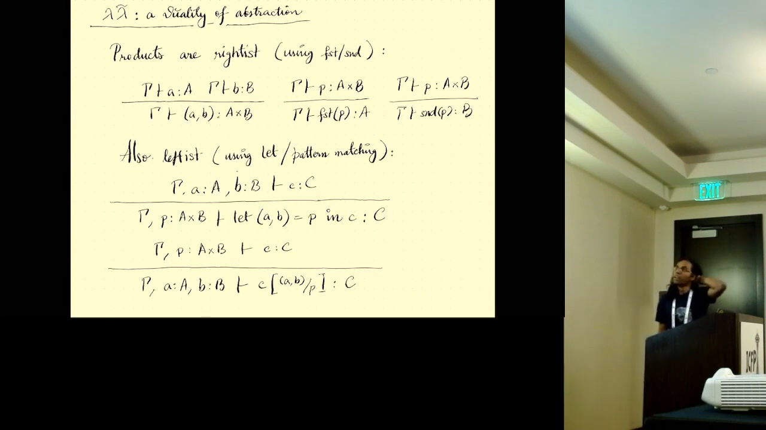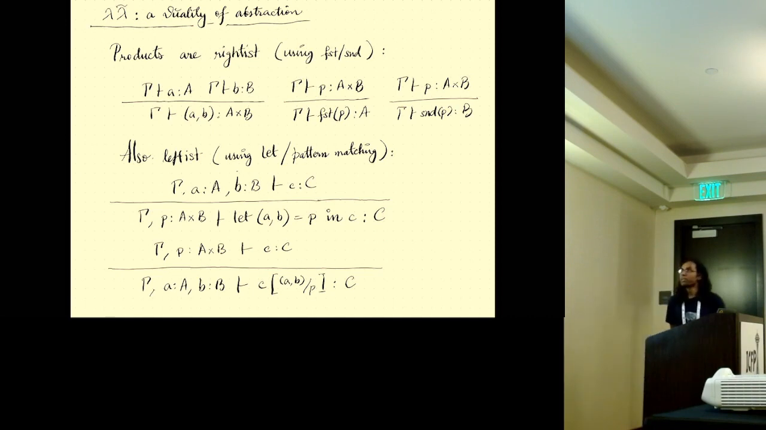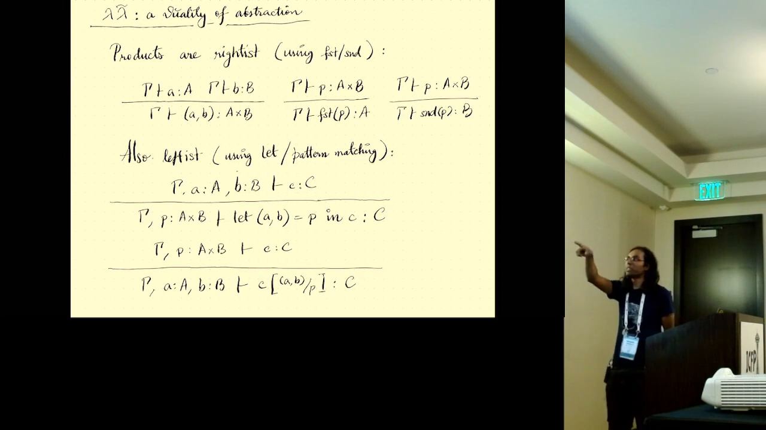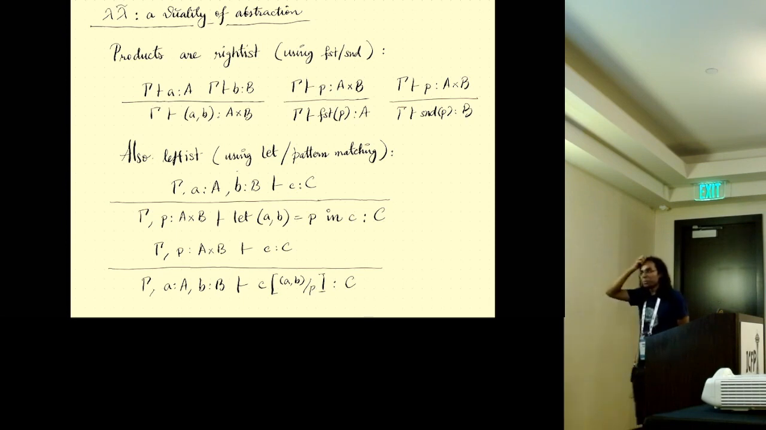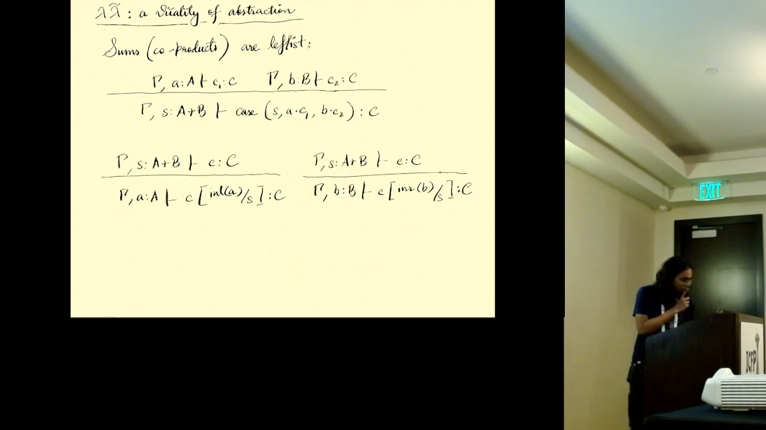Okay, and products have a special thing because contexts are products of things. So if you use first and second, then products are rightist because they're always on the right. But if you use let or pattern matching, then they become leftist. Okay, so we don't have both at the same time. We pick either rightist products or leftist products.